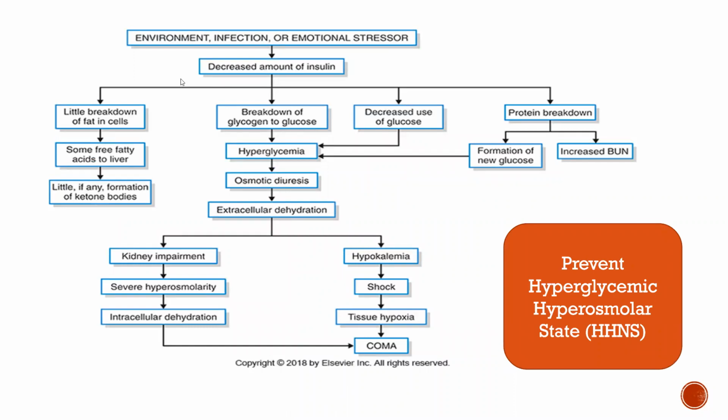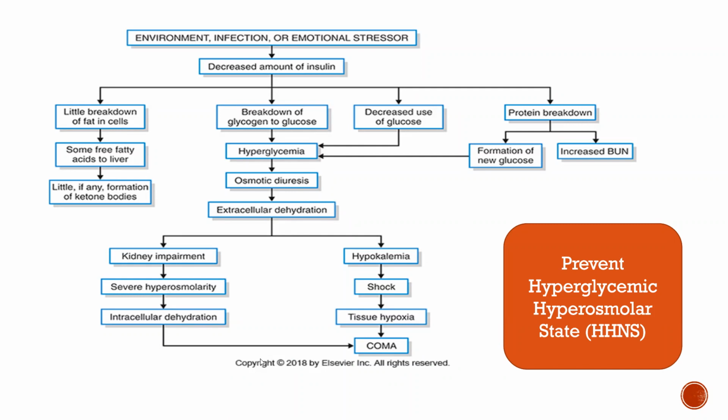How to prevent HHS, not preventing it, but this is our goal, right? We have a decreased amount of insulin as well. Okay, but typically these are patients that they have insulin, but they are insulin resistant, okay? So same thing happens, all right? They have a breakdown of glycogen into glucose. They end up hyperglycemic. They have an osmotic diuresis as well. And then they are extracellular, they're dehydrated. They have kidney impairment. They have severe hyperosmolality because of the high levels of glucose in them.